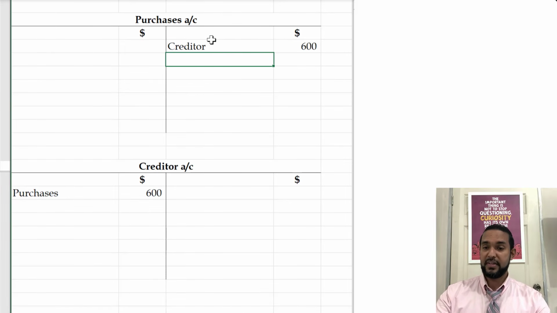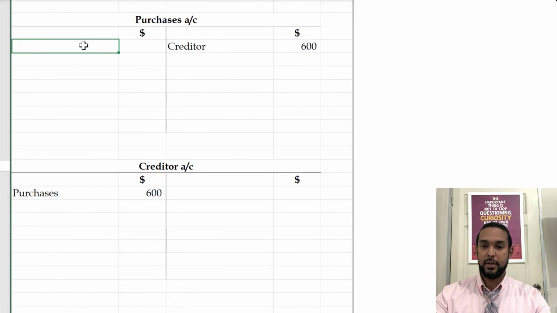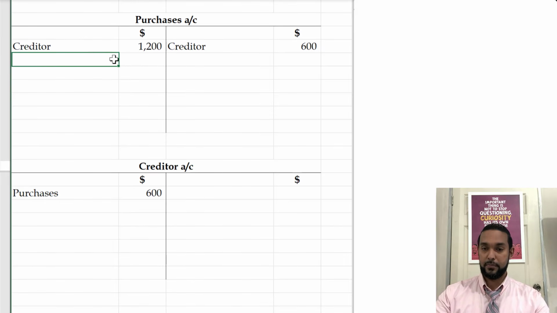Now once again, how do we fix this? Well, we need to debit the account that should have been debited and credit the account that should have been credited for double the amount. Why double? Once to eliminate the error and once to enter the amount on the correct side. So we're going to put creditor, 1,200. Remember, double the amount.